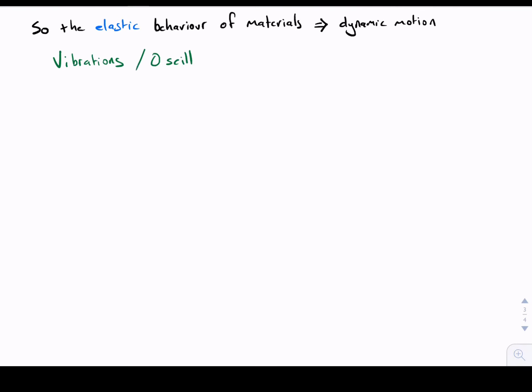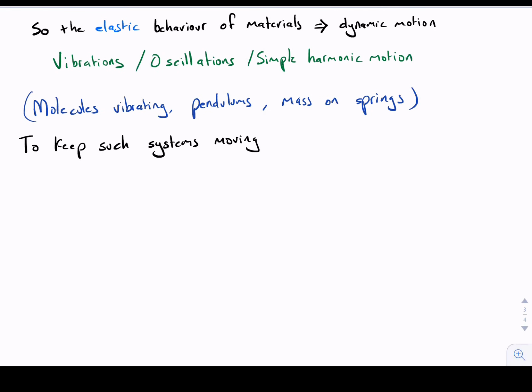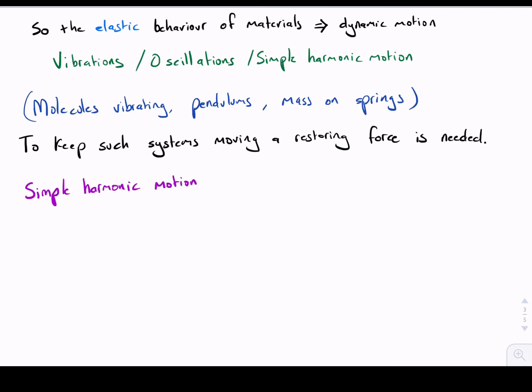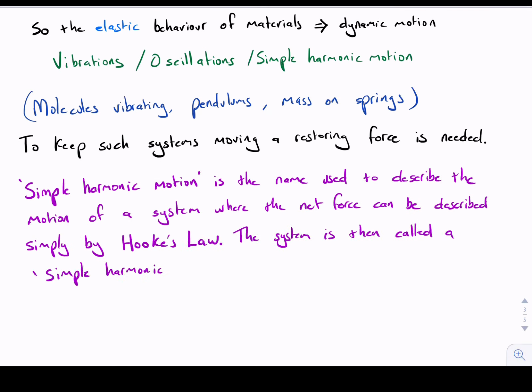So the elastic behavior of materials leads to dynamic motion, which is vibrations, oscillations, and simple harmonic motion. Examples of this are molecules vibrating, pendulums, and masses on springs. To keep such forces moving, so the periodic motion is repeated back and forth, the system needs a restoring force. Simple harmonic motion is the name used to describe the motion of a system where the net force can be described simply by Hooke's law. The system is then called a simple harmonic oscillator.